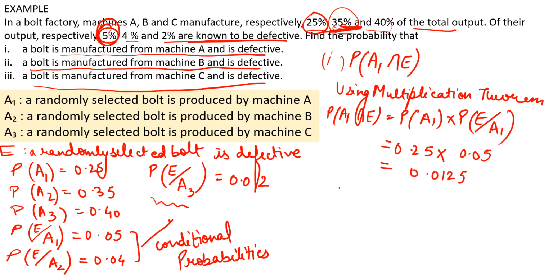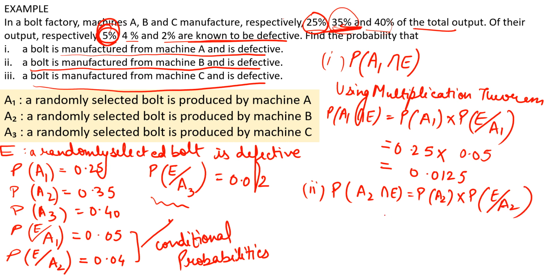Similarly, the second question, which says probability of A2 intersection E, is equal to probability of event A2 into probability of event E given A2 has already occurred, right? So this is equal to 0.35 into 0.04. From here we are getting this probability, which is simply equal to 0.014, right?